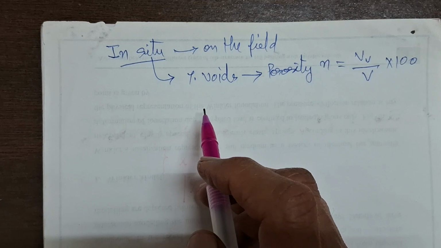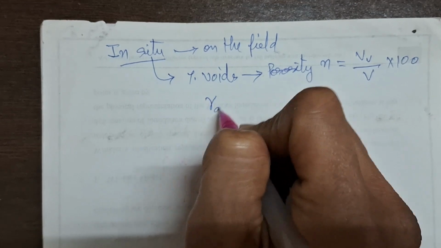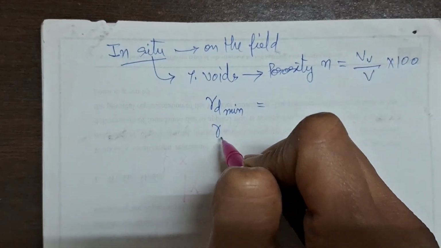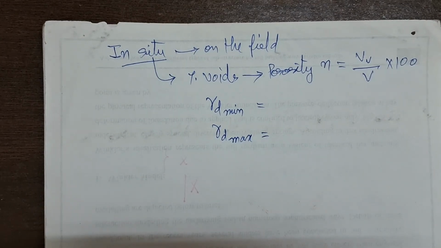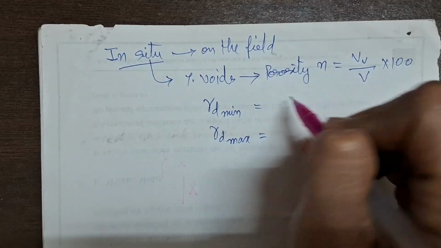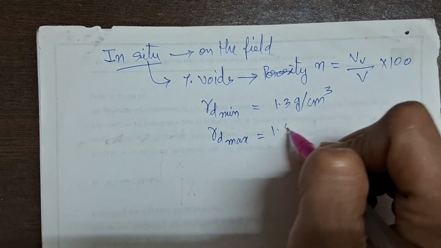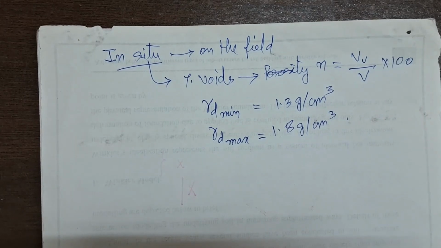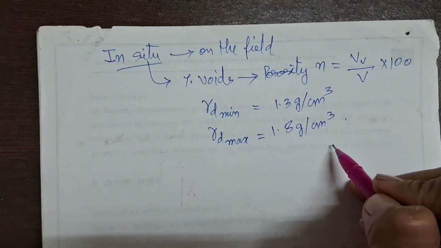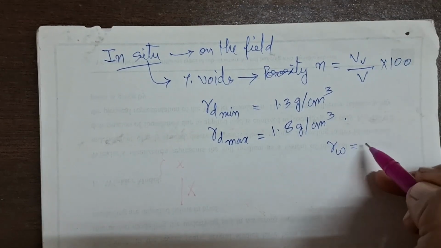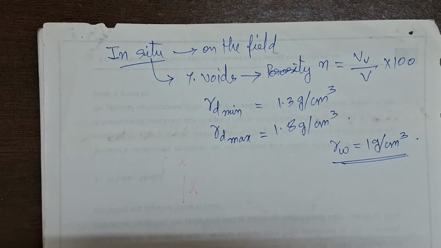The maximum and minimum densities of sand from the laboratory test are given, that is, the values of gamma d minimum as well as gamma d maximum. The minimum value is 1.3 gram per centimeter cube and the maximum is 1.8 gram per centimeter cube. You have to take care that it is given in gram per centimeter cube. So if gamma w comes into the picture, it will be 1 gram per centimeter cube. Just keep the units in mind.